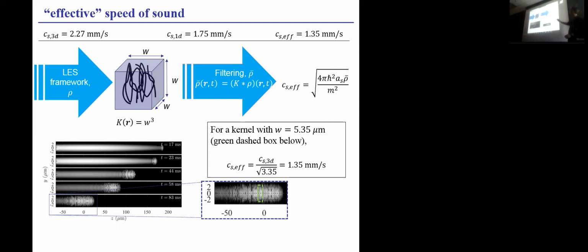If you do this, you average the density, and then you calculate a modified speed of sound based on this average density. Then you end up with a value of 1.35 millimeters per second, which is the effective speed of sound. This is what agrees with experiment. Yeah, this number agrees with experiment.